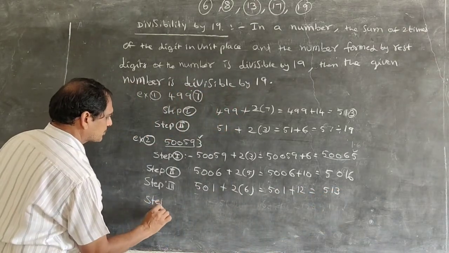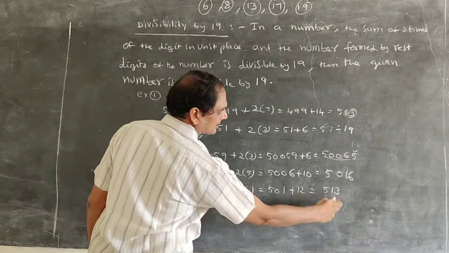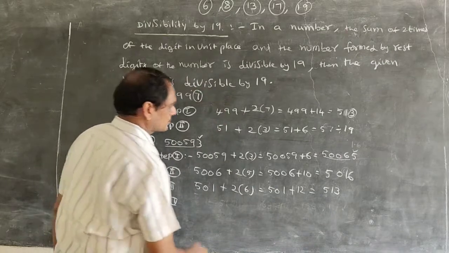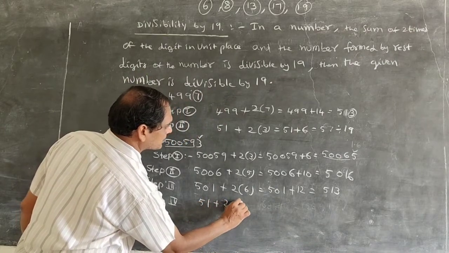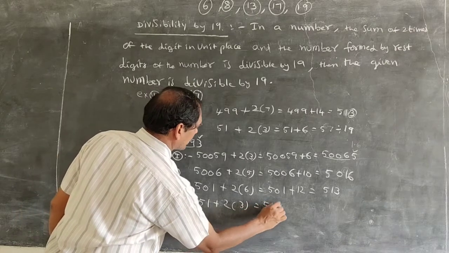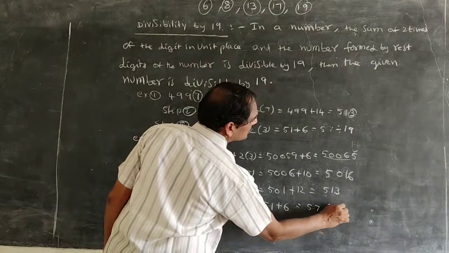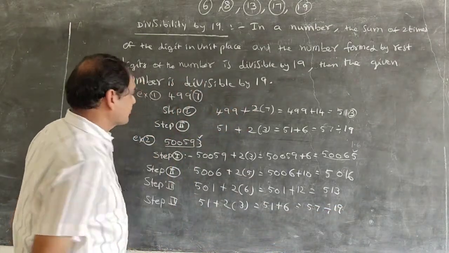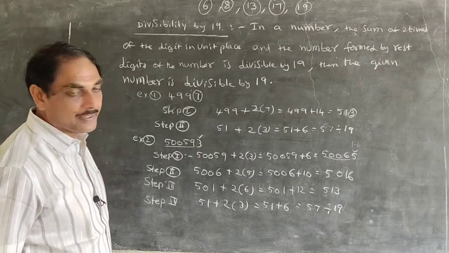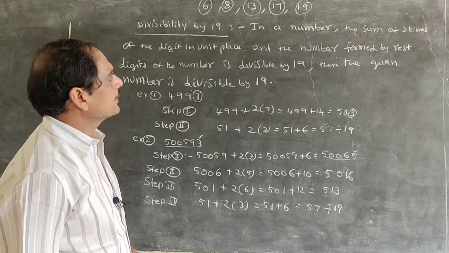Again we go to step 4. Since we don't know whether this is divisible by 19 or not, we continue. 57 is 5 plus 2 into 7, that is equal to 5 plus 14, that is equal to 19, which is divisible by 19. So the number is divisible by 19. So this is the rule for divisibility by 19.